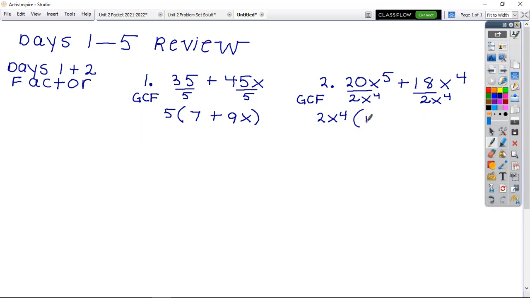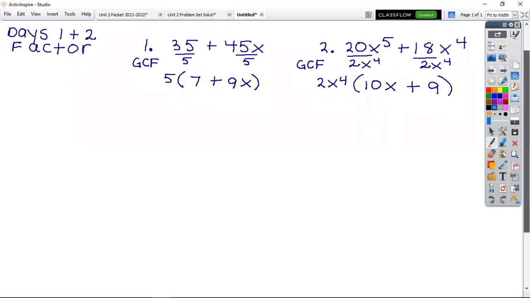20 divided by 2 is 10. I need one more x to get me to the 5. And then 18 divided by 2 is 9. And we have all the x's accounted for, so you are done. All right, how does everyone feel in the first 2? Good? Okay. Again, my goal for you when you leave today is to feel better and to feel confident with your material 1 through 5.